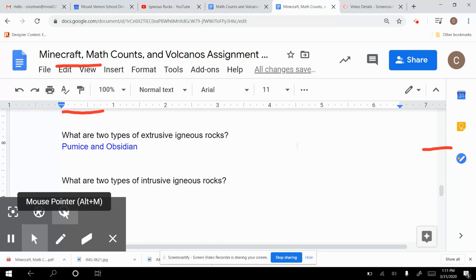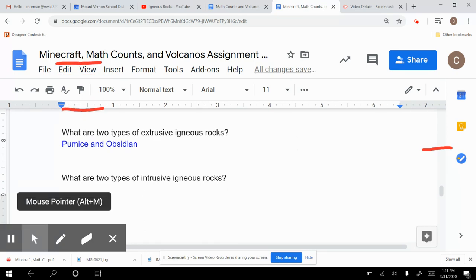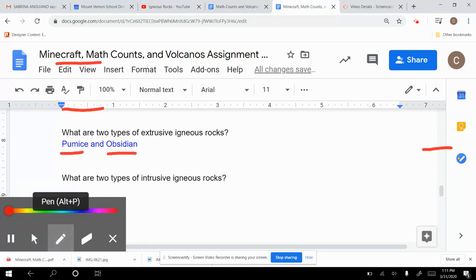What are 2 types of extrusive igneous rocks? Well, pumice and obsidian. Actually, today's assignment, the breakout, is on obsidian, which is a really cool kind of rock. The other one is pumice, and pumice is actually really cool too. Some people use it for some kind of a scrubbing surface, oftentimes for their feet.